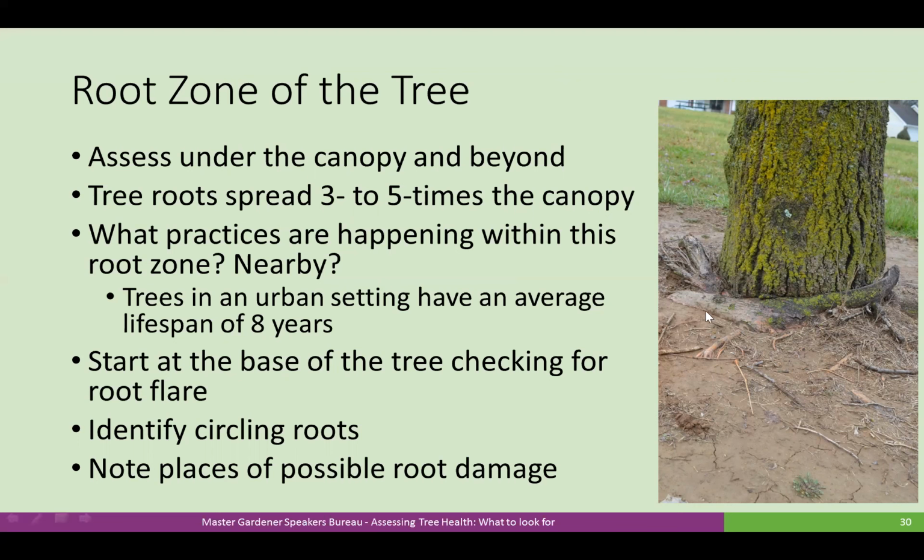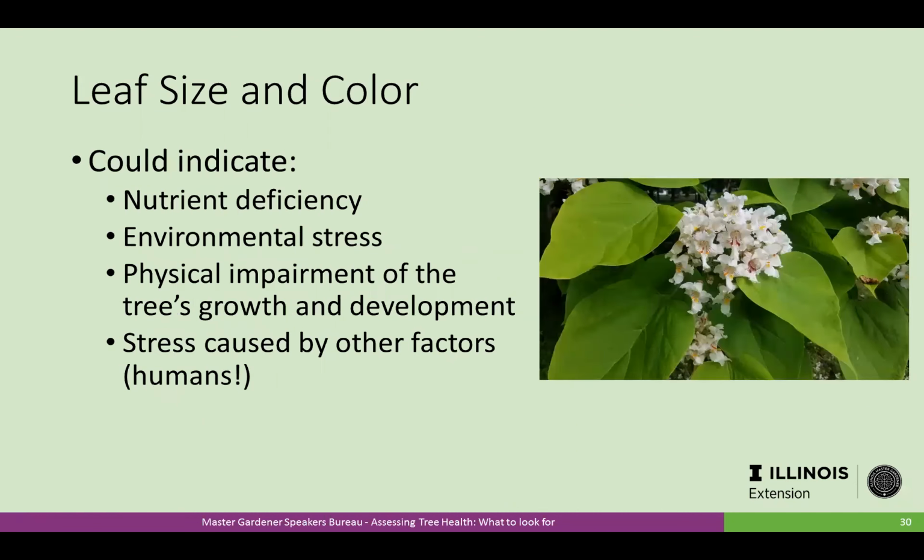What you need to do is check at the base of the tree, look for circling roots. No one's really sure why, but when a tree is in distress, or particularly when it's been planted too deep, it responds by sending out roots that circle around the tree. No one knows why. They've asked the trees, they're not answering that question, but it is a sign that something is wrong. And so be aware if you see circling roots, that's going to be a sign of a problem.